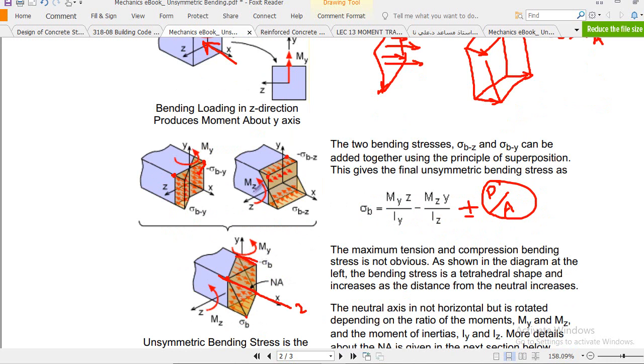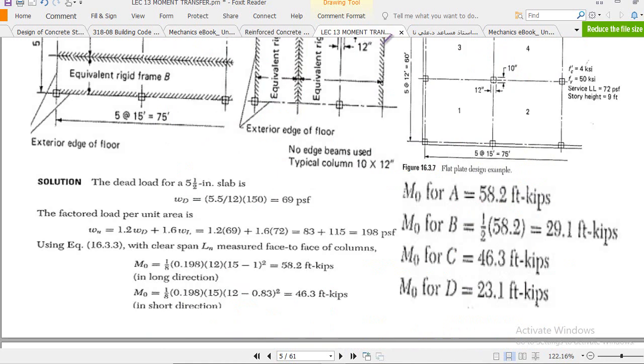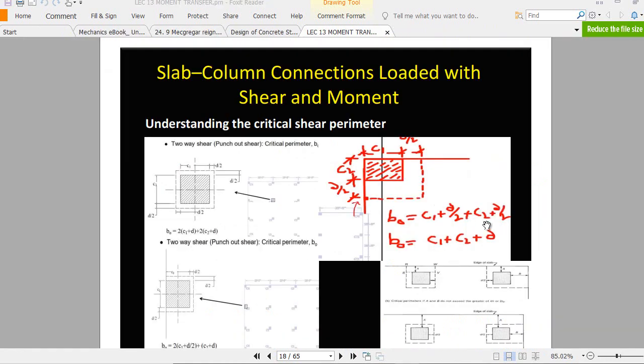So you must know the concept of unsymmetrical bending, because if you don't understand these things, today's lecture will be very difficult for you. So let's start the lecture.